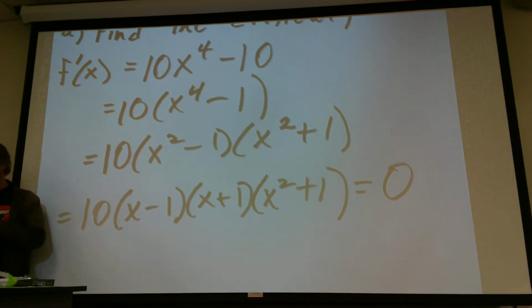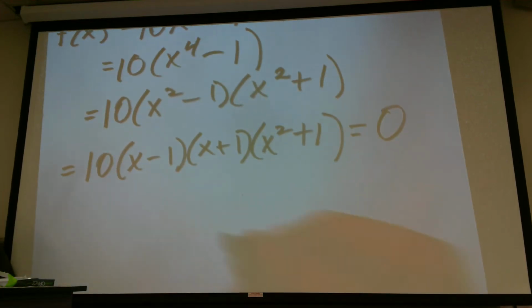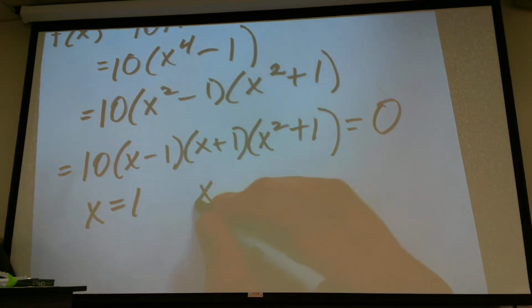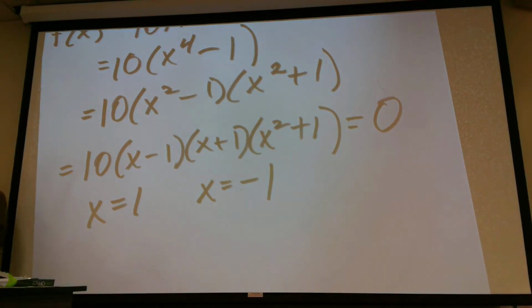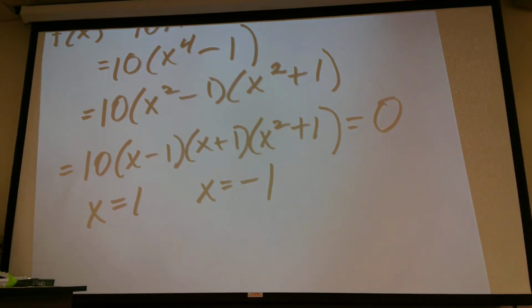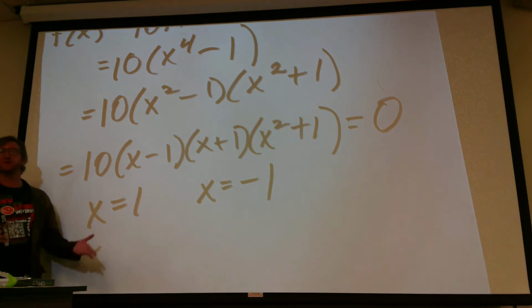So what are our critical points for this problem? Our critical points are going to be x equals 1, and x equals negative 1. Okay, so that's the first part of this problem. It's just finding the critical points.